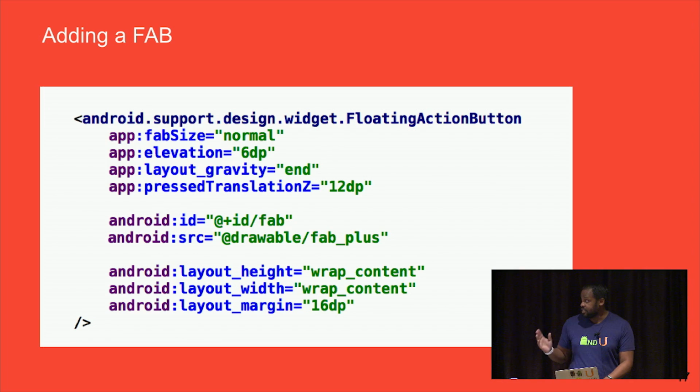The next thing you'll need to do is add a bit of XML code for the floating action button. We can see here at the top where it says app fab size equals normal. That's saying that it's going to be a 56 dip floating action button. It's going to have an elevation of 6 dips. And when you press it, it's going to elevate to 12 dips.